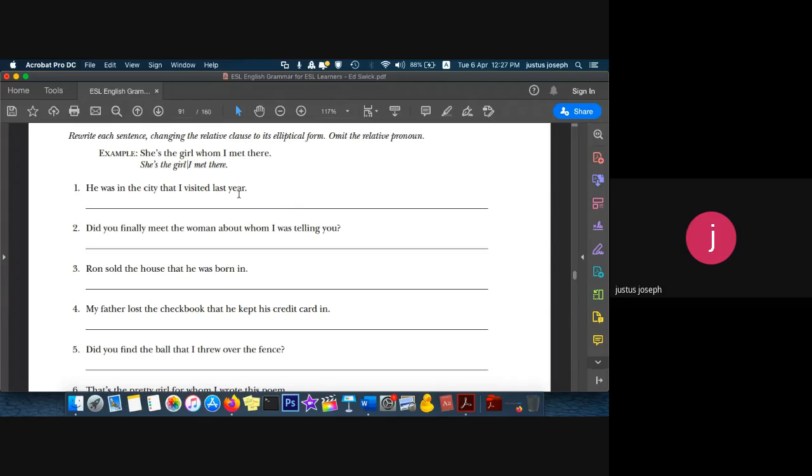Okay, so let's look at this example here and learn from the example. He was in the city that I visited last year. Now try saying the sentence without the word that. The city I visited last year. He was in the city I visited last year. Okay, this is now the elliptical form of the sentence. That is also correct. There is nothing wrong in writing like this. It is more or less understood.